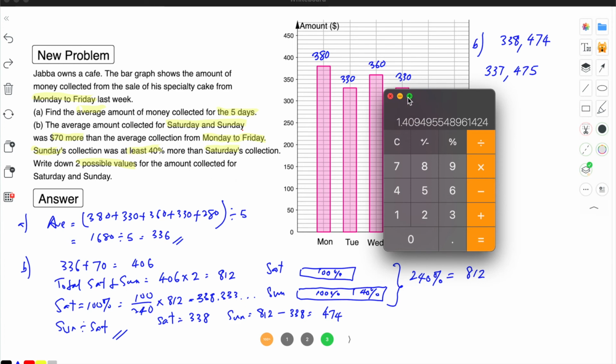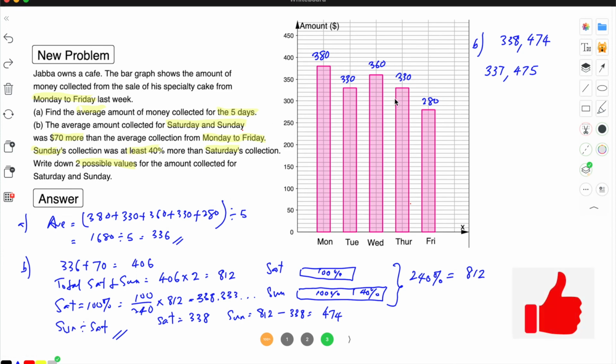Okay, so is it possible to have a decimal answer? Yes, it is possible because there is no restriction here. If you are adventurous, you can also give, for example, 337.1 for Saturday's collection, and because the total collection must be 812, we have to reduce Sunday's collection by 0.1. In other words, Sunday's collection will be 474.9. So this is also a possible answer. In other words, there are actually many possible answers to part B.